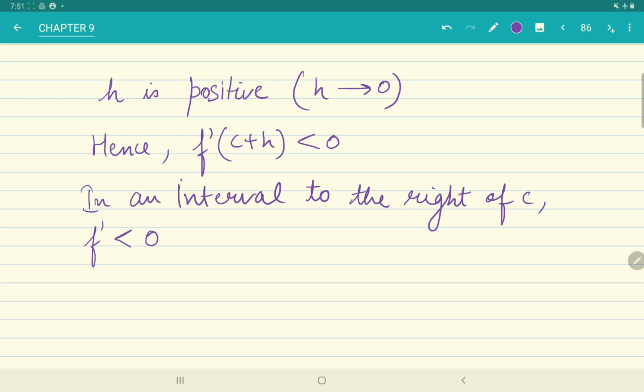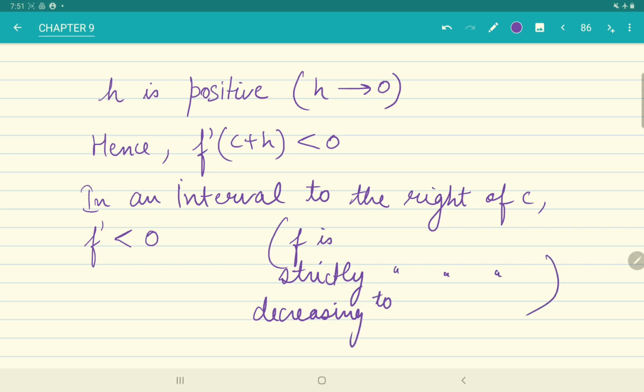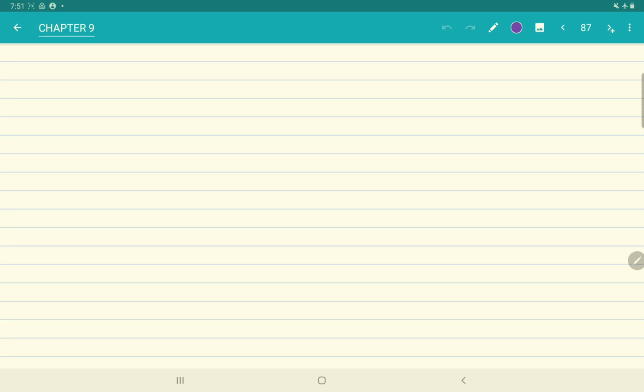And that just means if f prime is less than 0, it is negative in an interval to the right of c. That means the function is strictly decreasing to the right of c. So here I say f is strictly decreasing to the right of c. And this is when h is positive and h is tending towards 0.